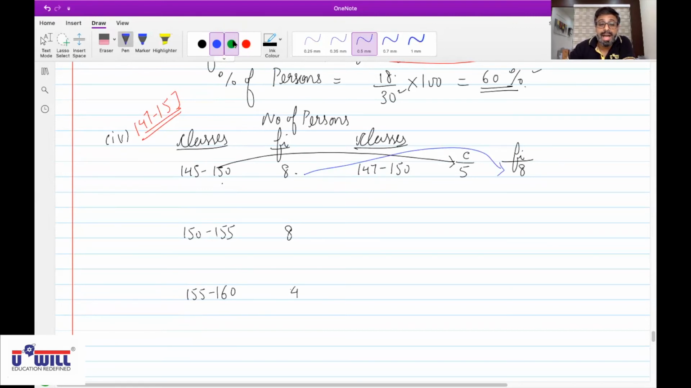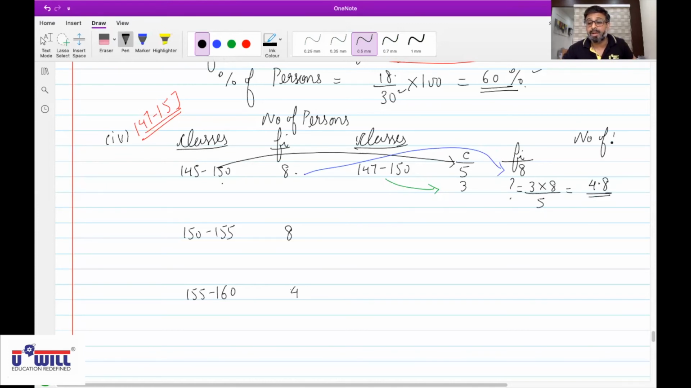Now what we require is 147 to 150. The class length is 3. So what will be the number of persons in that 3 class length? 3 into 8 by 5. 24 divided by 5 means 4.8. 4.8 persons are not possible, but presently write 4.8.